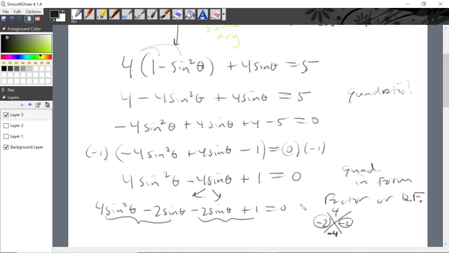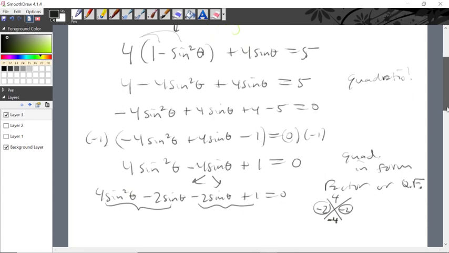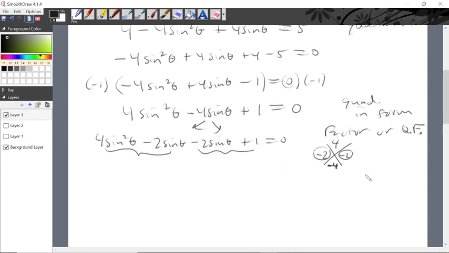Notice that I did not do a substitution in this case. Not because I can't, but because I just want to show you that it's possible to do it without a substitution. We could, if we want, let u equal sine of theta. Then we would write this equation as 4u squared minus 4u plus 1 equals 0, and then we could factor from there and continue as we did previously.